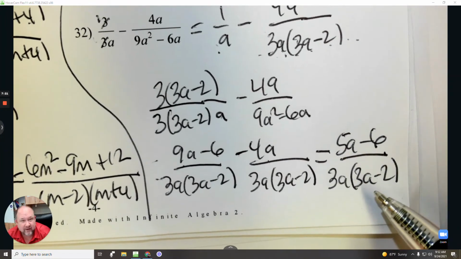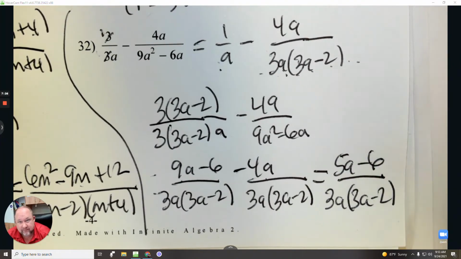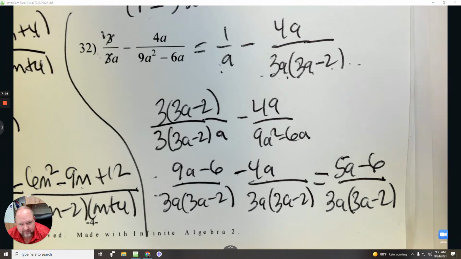Obviously, this is the most challenging part of rationals, is adding and subtracting when you have to make common denominators and then be able to combine it together.